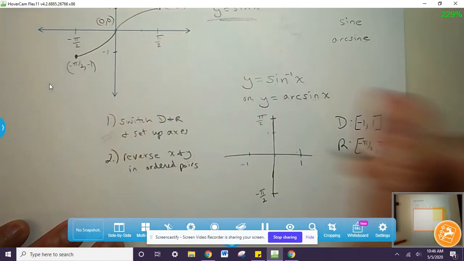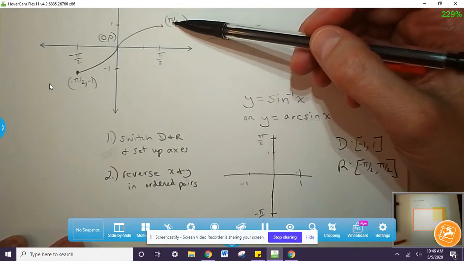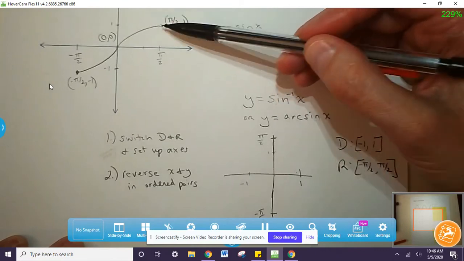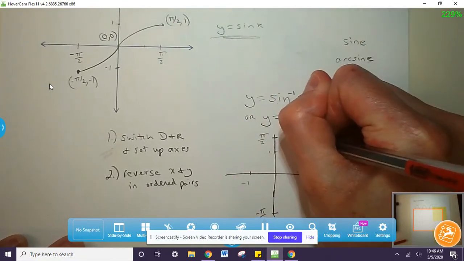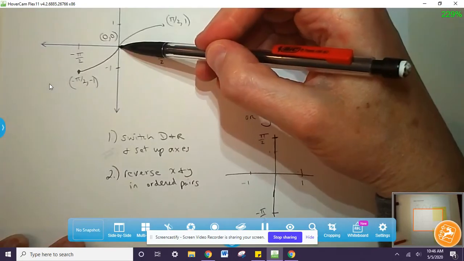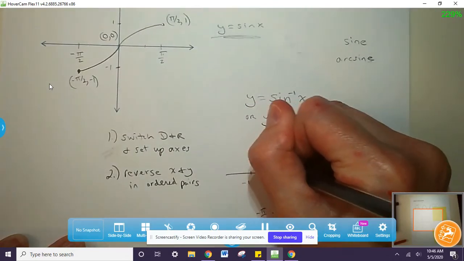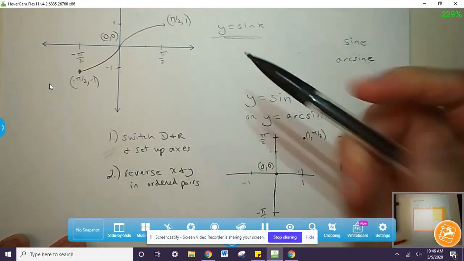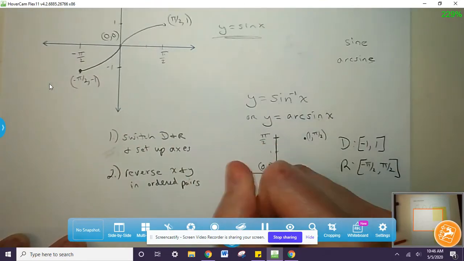So if you notice, I indicated the ordered pairs for each of these critical values here. So this end point is pi over 2, 1. So on the inverse, we're going to have 1, pi over 2. And if we go through 0, 0 for the regular function, if we reverse the x and the y, we're still going to go through 0, 0 for the inverse. And instead of negative pi over 2, negative 1, we're going to have negative 1, negative pi over 2 for the inverse.